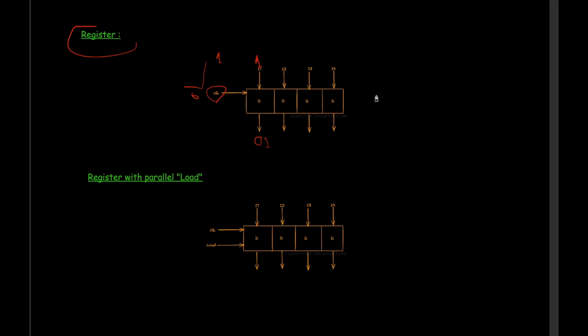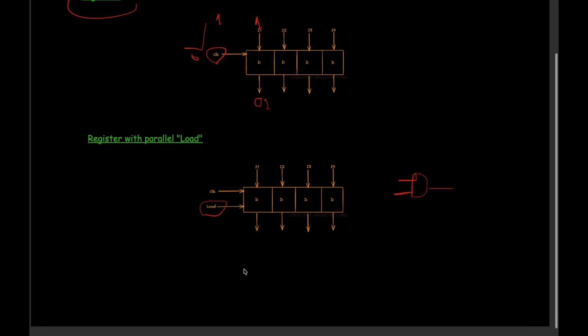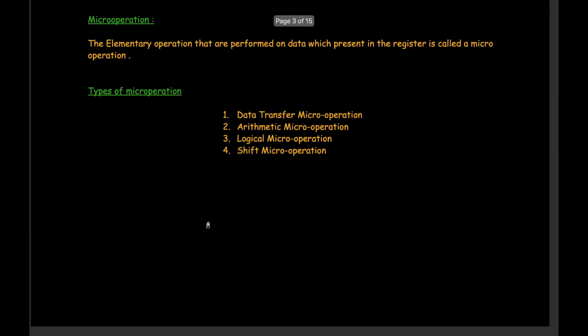But to avoid this, we give another input, that is the load input. Whenever the load input is 0, even if the clock transition occurs, the content of the register is not changed. Actually, in hardware implementation, the clock is combined with the load input and then given to the register. Whenever the load input is 1, it will wait for the clock transition and the output of the register will change according to its input.